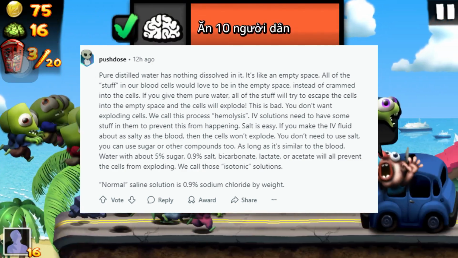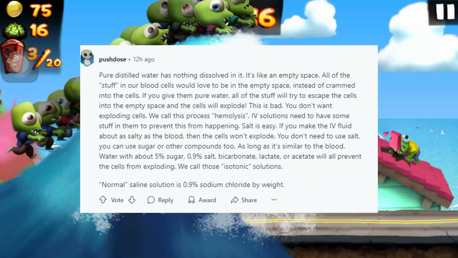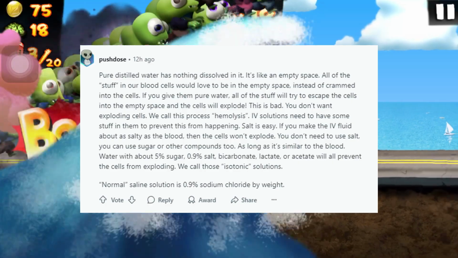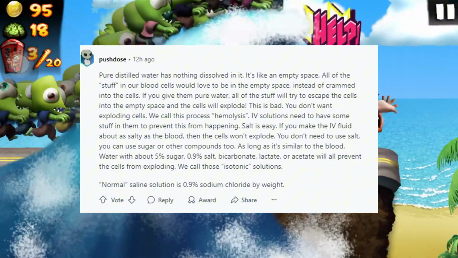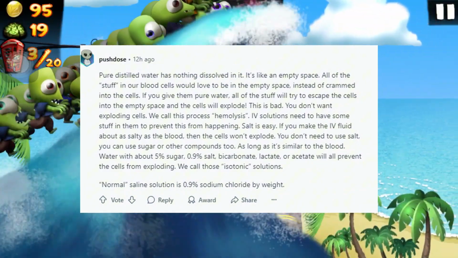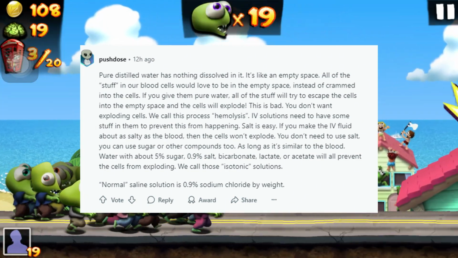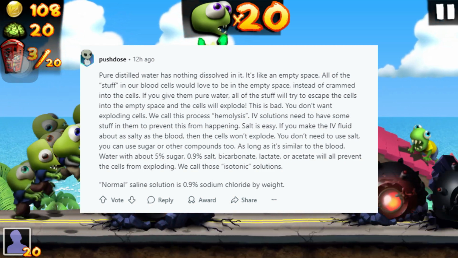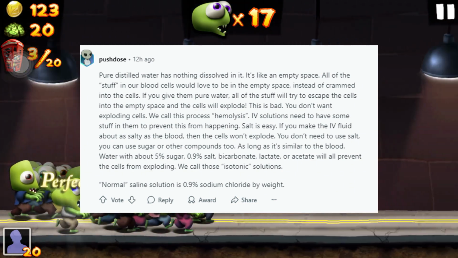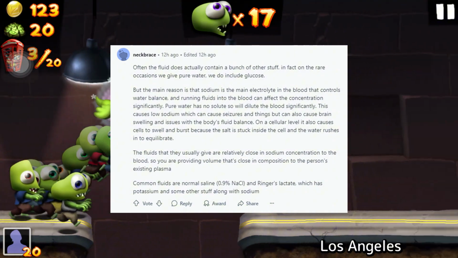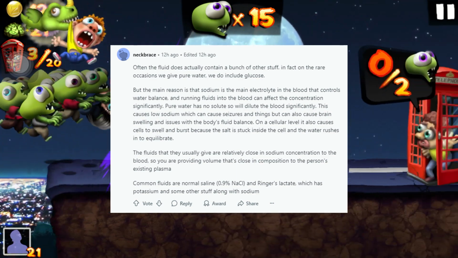Salt is easy. If you make the IV fluid about as salty as the blood, then the cells won't explode. You don't need to use salt, you can use sugar or other compounds too, as long as it's similar to the blood. Water with about 5% sugar, 0.9% salt, bicarbonate, lactate, or acetate will all prevent the cells from exploding. We call those isotonic solutions. Normal saline solution is 0.9% sodium chloride by weight. Often the fluid does actually contain a bunch of other stuff. In fact, on the rare occasions we give pure water, we do include glucose.